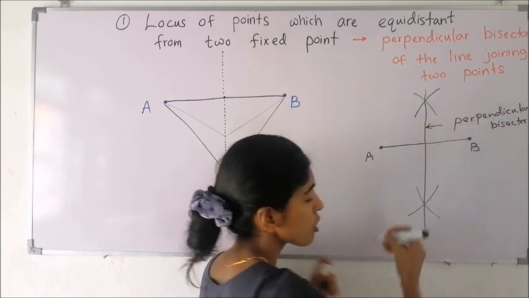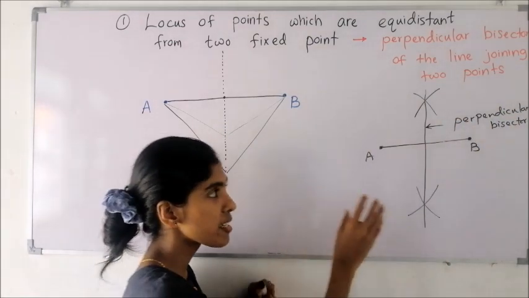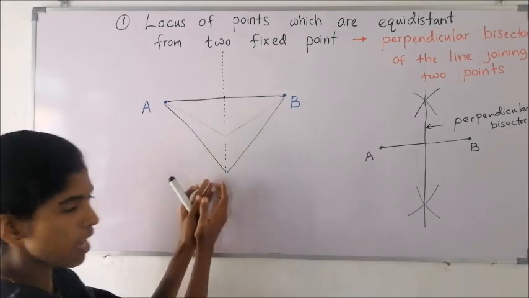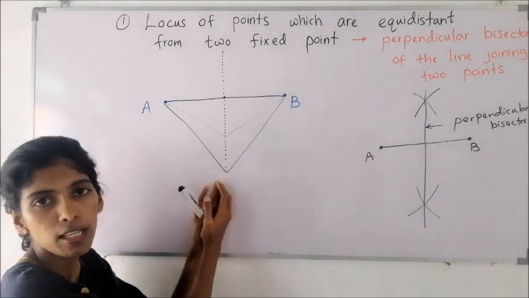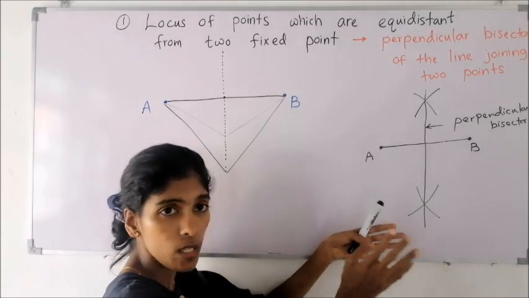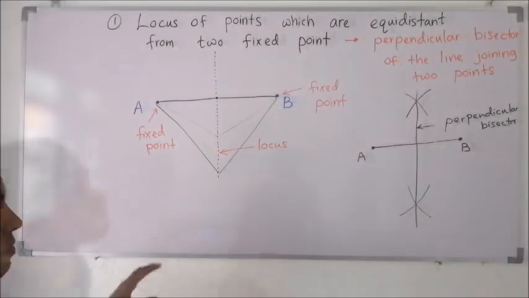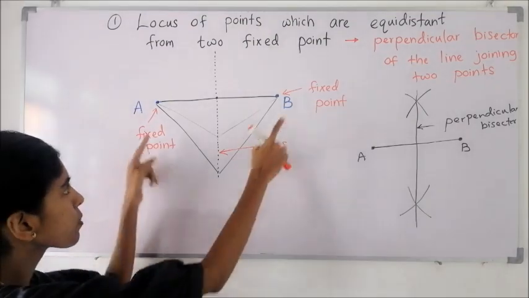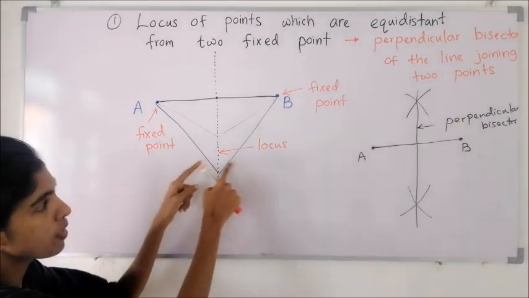This is the perpendicular bisector and this is how we construct it. This is a rough diagram I have drawn. This is a construction. Construction means using the compass. Okay children, here I have shown you the 2 fixed points and the locus here.